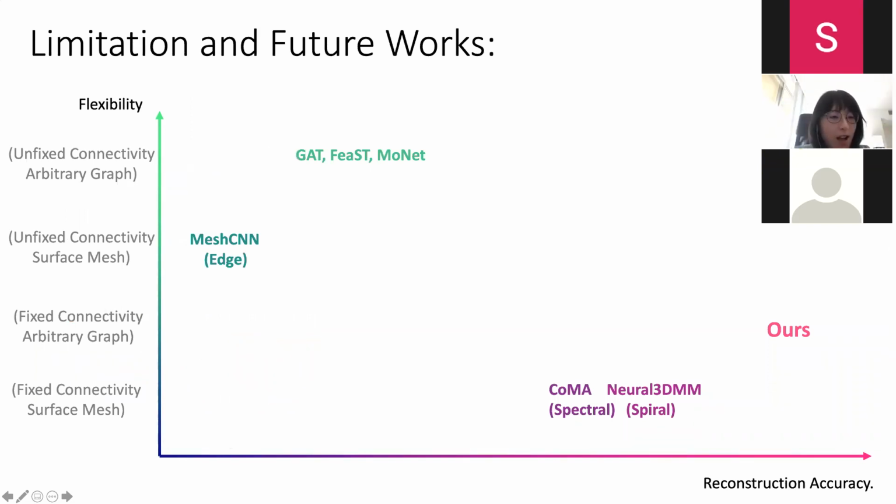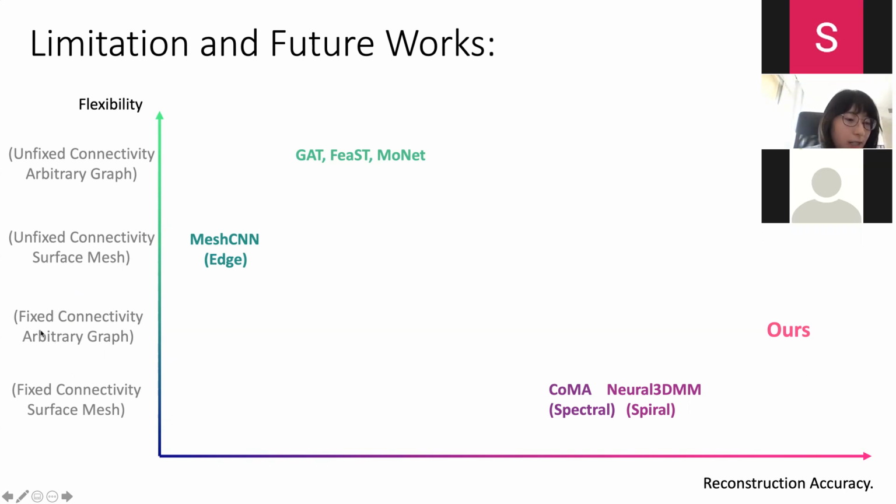So I draw this axis. The horizontal line is the reconstruction accuracy. The vertical line is the flexibility. So the lowest part is fixed connectivity and the surface mesh, or the 2D manifold mesh. And so here means the network can only be applied on registered meshes with fixed connectivity, and it can only be applied on 2D manifolds. And those two methods lie in this part.